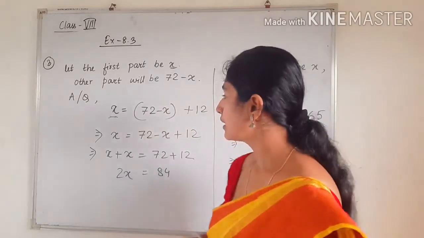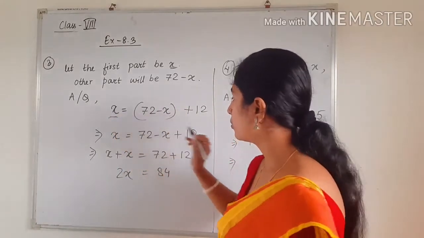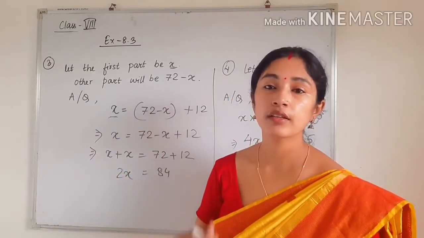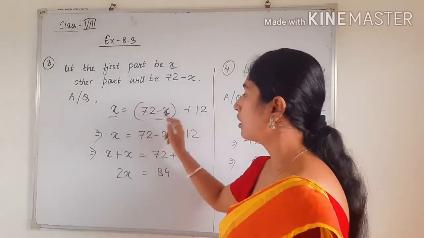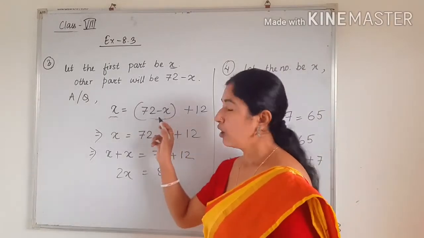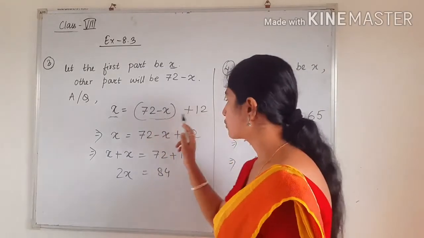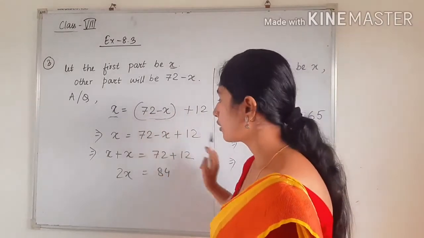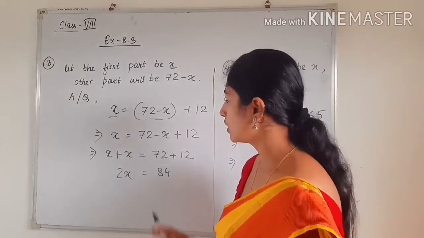So here you can see the larger part is equal to, it exceeds, means it is bigger than the smaller part. This is the smaller part, so it is bigger than the smaller part by 12. So we have to add 12 to the second part. So this is the equation. Next, the rest of the thing you can easily solve.